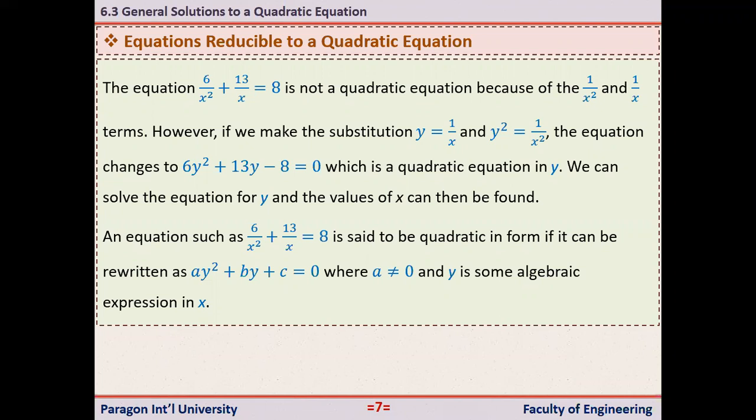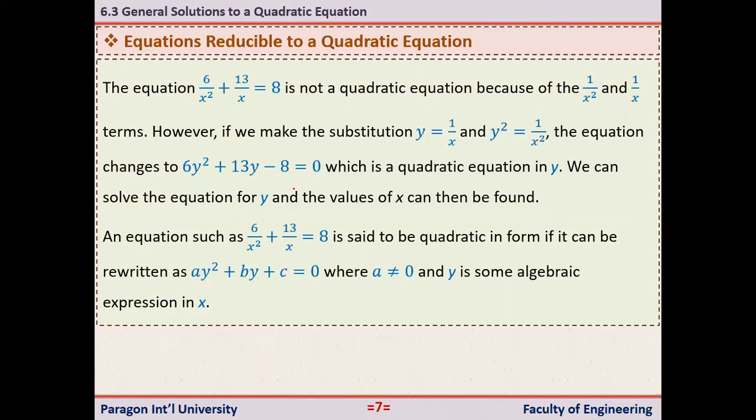A lot of equations at the beginning, when you look at the question, may not look like a quadratic equation. But by doing some algebraic manipulation, it can be reduced to a quadratic equation. So these kinds of equations are called equations reducible to a quadratic equation. For example, if you consider 6 over x squared plus 13 over x equals 8, actually, it's not a quadratic equation because of the 1 over x squared and 1 over x terms, right?